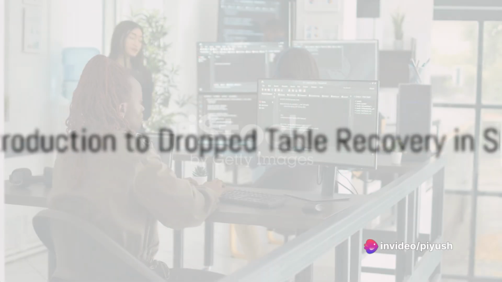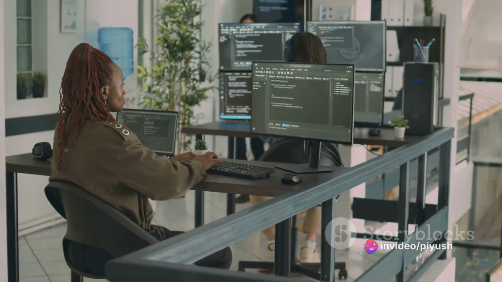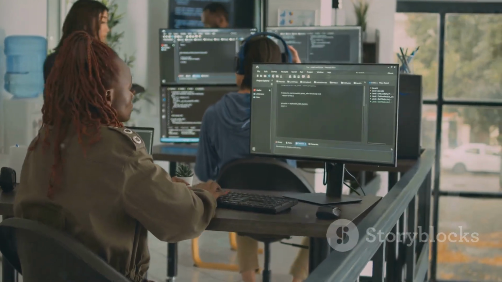Ever wondered, what if an important table in your SQL database gets accidentally dropped? How would you recover it? Well, today we delve into the recovery methods for dropped tables in SQL databases.